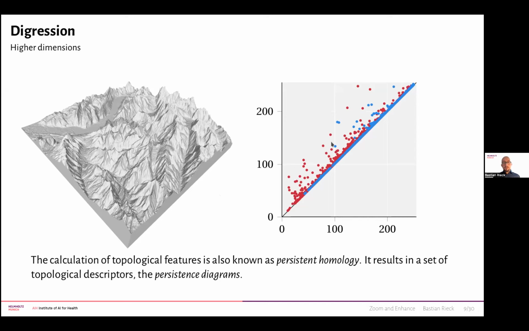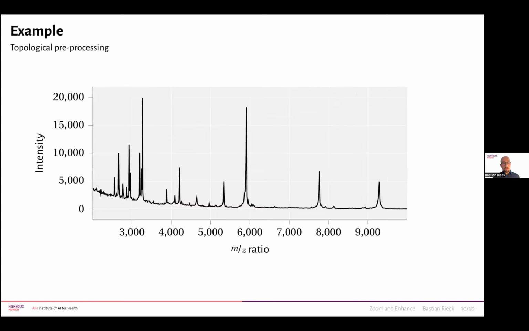And we are always able to derive these prominence values for different peaks and valleys in the data. Again, the details of how this works are not super important at this point, but just know that this process is also known as persistent homology. So there we have this persistence or prominence again, and we obtain as a result a set of topological descriptors, the so-called persistence diagrams. One of them is being shown on the right-hand side. Now, let's end this digression and let's go back to MALDI-TOF and see what we can do with this.